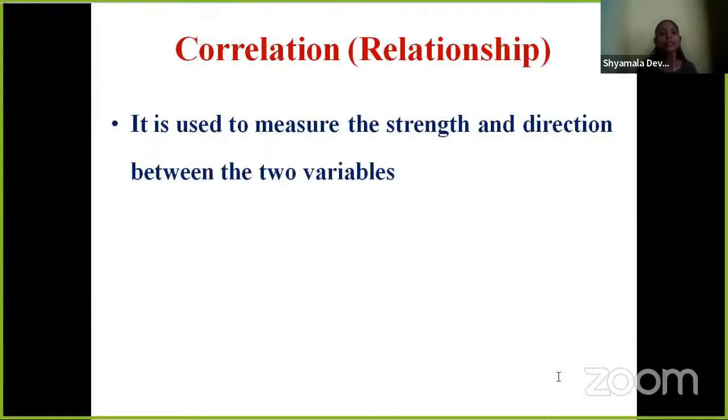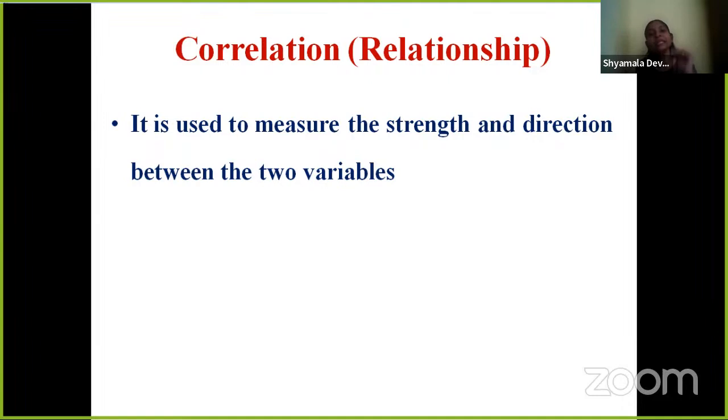So now the correlation. In correlation, what actually we are doing is we are going to find out the relationship between the two variables. So it is used to measure the strength and direction between the two variables. So what does strength mean? Whether, for example, the two variables are strongly correlated or weakly correlated or moderately correlated. So we are going to check the strength. Okay, strong, weak, or moderate. So that is strength.